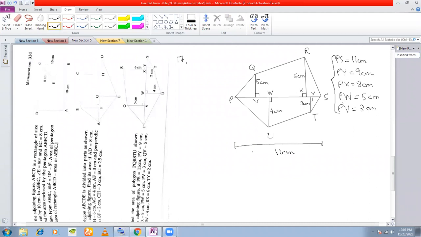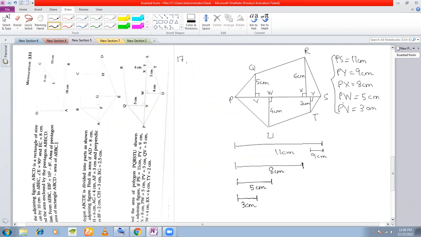PY is given to be 9 centimeters. PY is this length here, this much, 9 centimeters, right? PX is 8 centimeters. That means from here till here, this is shorter than this. This is given to be 8 centimeters. PW is given to be 5 centimeters. So from here till this is given to be 5 centimeters, and PV is given to be 3 centimeters. So PV, this length here, is given to be 3 centimeters.